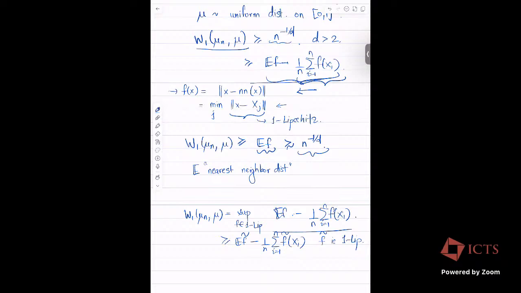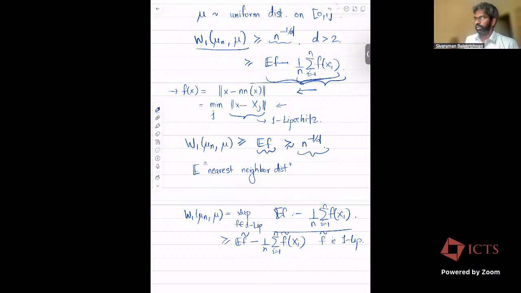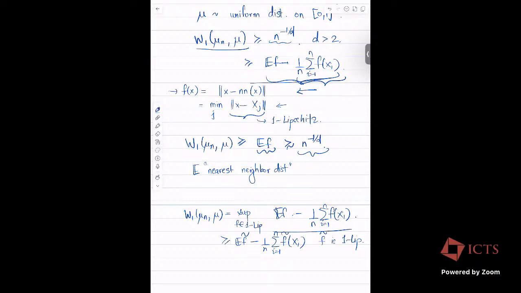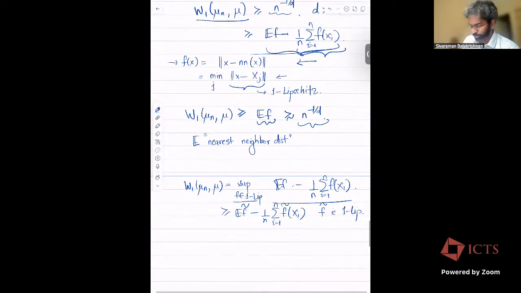I'm using the fact that as long as it's a one-Lipschitz function, it's in my collection. If I just took a fixed bounded function, the variance would be bounded, and the average would just be 1 over root n for any fixed function. The thing that I'm doing is picking a sample dependent function, but I'm allowed to do this as long as it's in my class. I see. So in the definition of W1, you were allowed to have sample dependent functions. Yeah, they can be anything as long as they are one-Lipschitz. I see. Yeah.